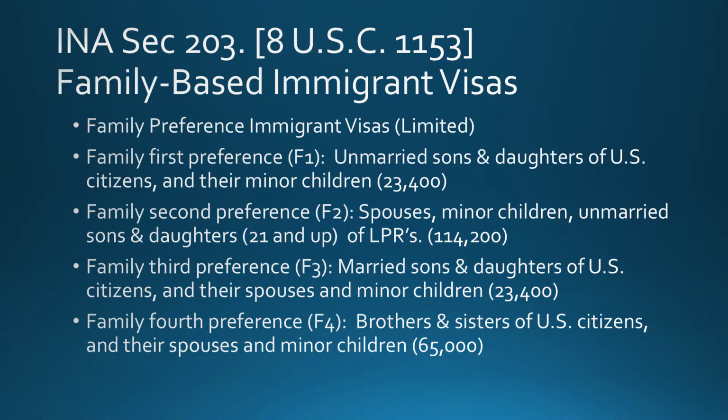citizens and their spouses and minor children, provided the U.S. citizens are at least 21 years of age. And each year, $65,000 can come in with that. It should be noted that grandparents, aunts, uncles, in-laws, and cousins cannot sponsor a relative for immigration.